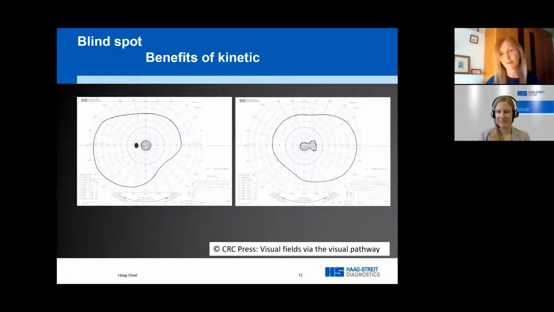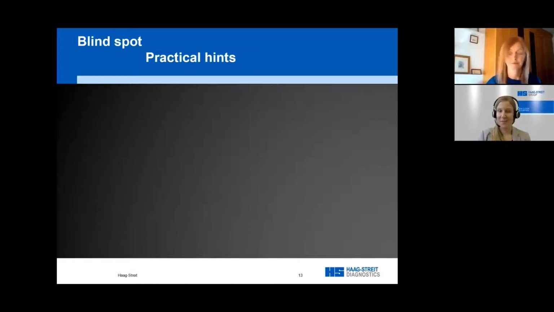Depending on the type of program you would choose for static, it's not always so easy to see that distinction between a central scotoma having visual field and then going on to the blind spot scotoma area as well. Right, often resolution is an issue there. Exactly. Confusing matters. Any practical tips and tricks on blind spot testing?